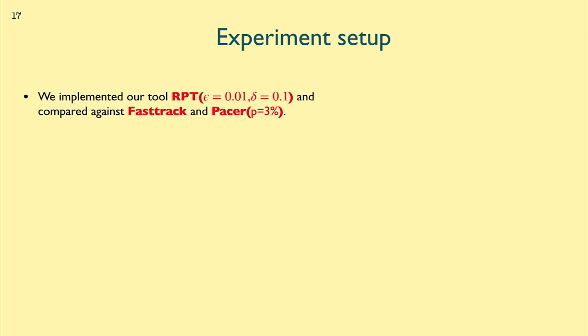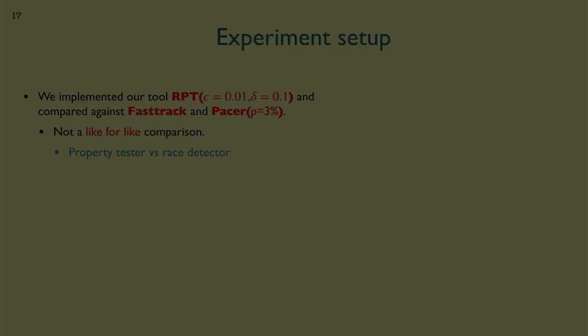And we compared our RPT against Fast Track and Pacer. And it's important to realize that this is not a like-for-like comparison because RPT is a property tester whose behavior is completely determined by the parameters, while Pacer and Fast Track are traditional risk detectors. Their behavior is determined by the size of the execution, and the goal is to detect as many risks as possible. But for RPT, the goal is to answer a decision problem.